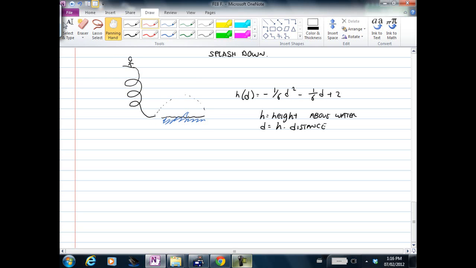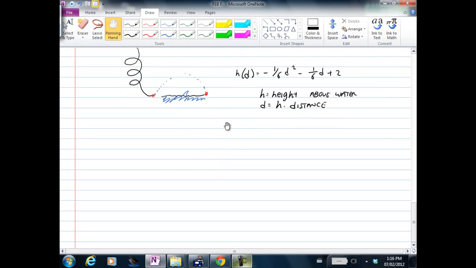See, in reality, when you hit the water, that's your x-intercept, if you're using a parabolic arch. All we're going to do is find the x-intercept. Finding the x-intercept is the same thing as finding 0. So we go 0 equals to negative 1 over 6 d squared minus 1 over 6 d plus 2. Before I even attempt anything fancy, I notice I can factor out a negative 1 over 6. That gives me d squared minus d minus 12.